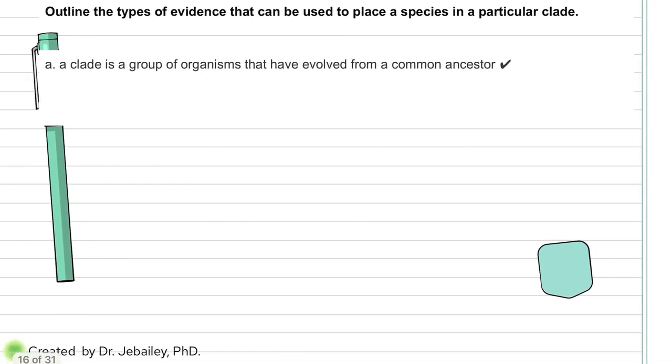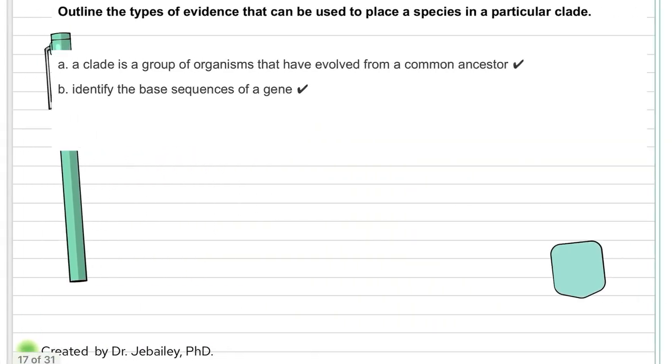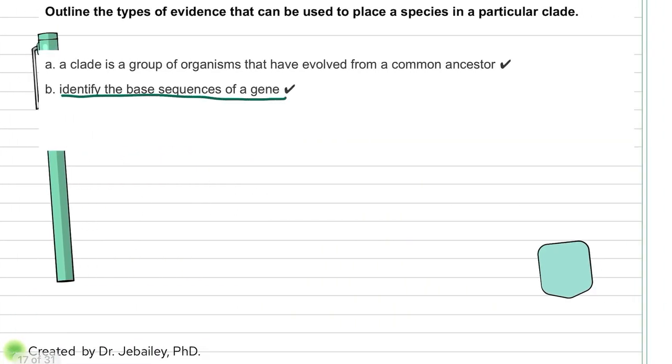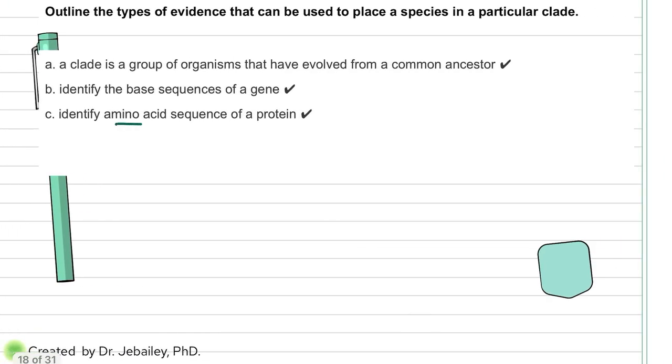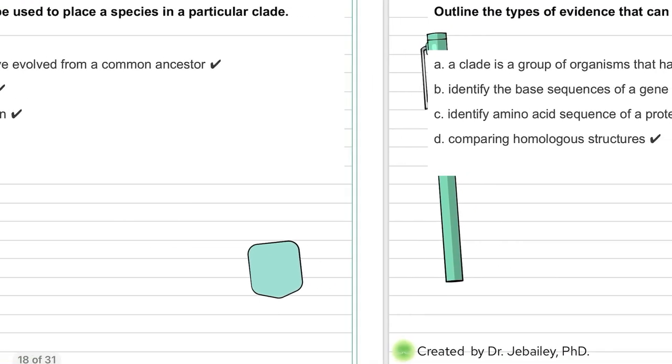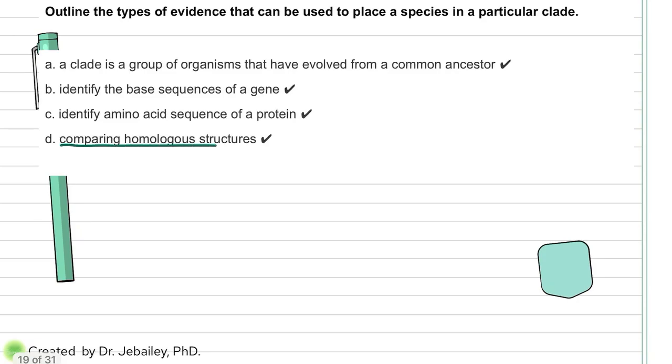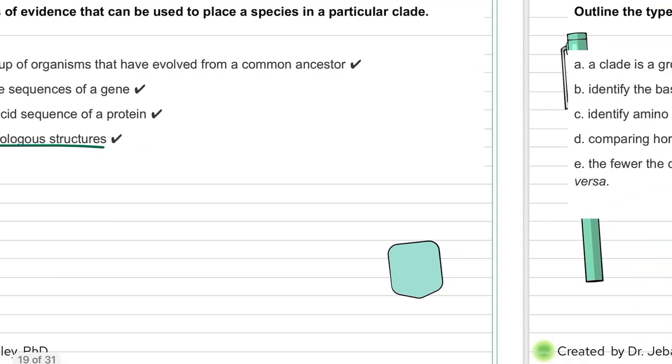A clade, okay, obviously always start with the definition. It's a group of organisms that have evolved from one common ancestor. I did mention the common ancestor. Identify the base sequences of the genes. So I did mention using DNA. Identify the amino acids. I had mentioned using amino acids. Comparing homologous structures. I did talk about that, like looking at their bone structures.